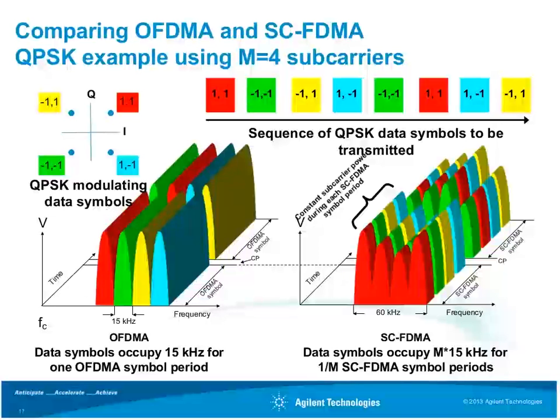So let's try to compare the two, and we can start off doing that by taking a physical view of how the OFDMA and SC-FDMA look in the time and frequency domains. And we're going to do that by taking a look at the transmission of this series of QPSK symbols. Now, on the left, I have the OFDMA, which is really the simpler of the two schemes.